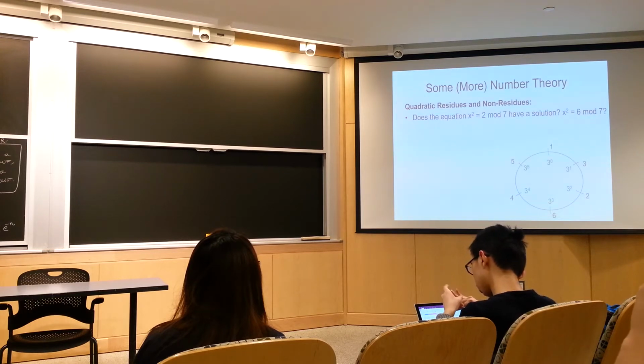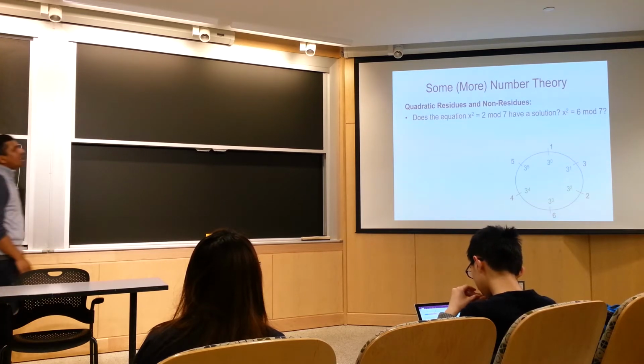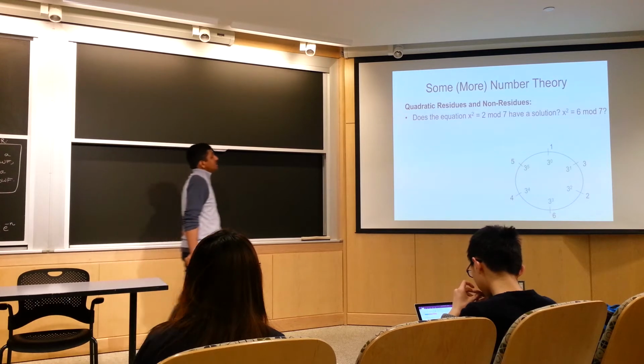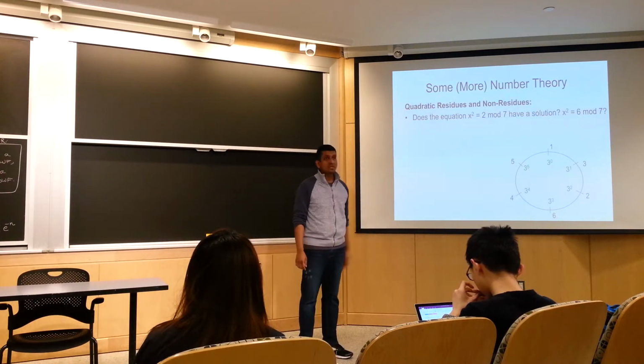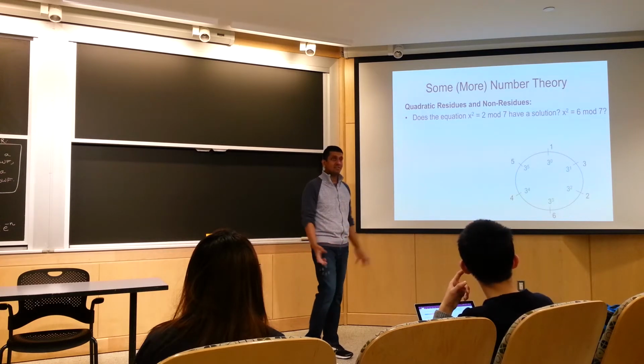All right. So we need more things here. Quadratic residues and all. So what is the quadratic? Okay, here's the question. Here's an equation: x squared is 2 mod 7. Does it have a solution?